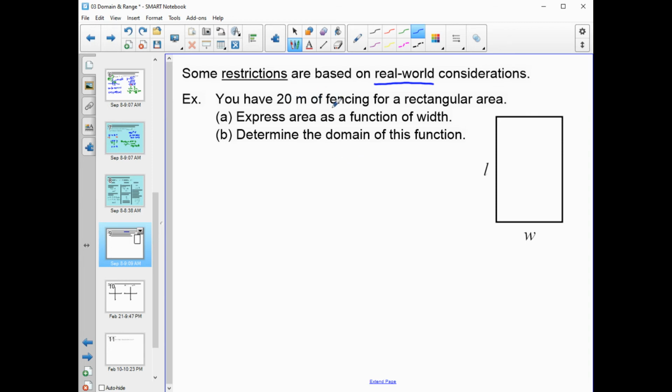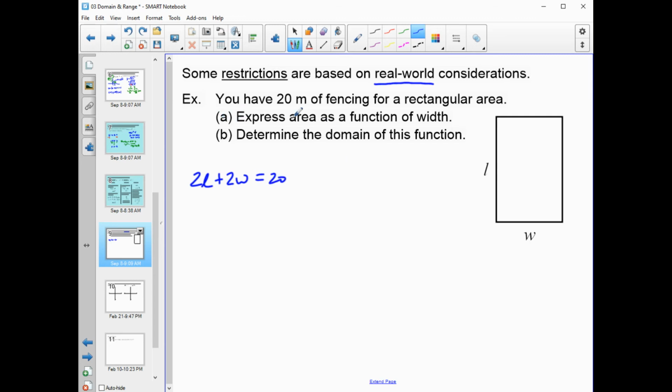So in this case, this is a question you might have seen in grade 10, except we've kind of modified it for the grade 11 course for dealing with functions, and specifically here for dealing with domain. You have 20 meters of fencing for this rectangular area. So before we even start trying to answer this, let's just write out what we know. We have 20 meters of fencing. So that means that if I do the entire perimeter, that's 2L plus 2W is equal to 20.